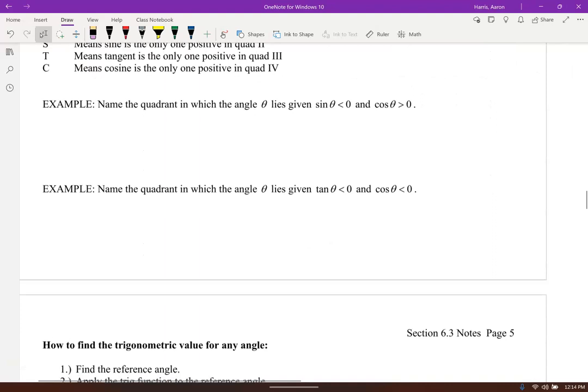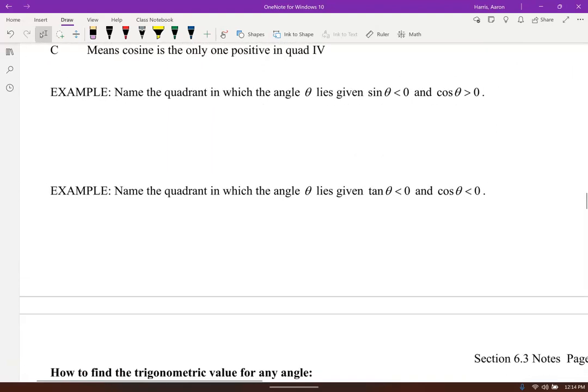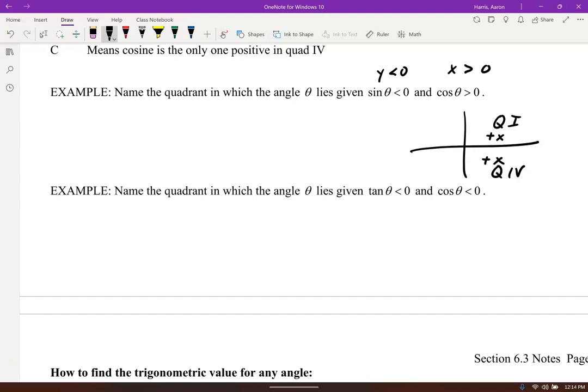So let's go ahead through this first one. Name the quadrant in which angle theta lies, given that the sine is less than 0 and the cosine is positive. So in other words, the y value is negative, and the cosine value is positive. If the cosine is positive, if my x is positive, I could be in either of these quadrants, right? I've got to have a positive x. You guys with me on that? Positive x would be in either of those two.